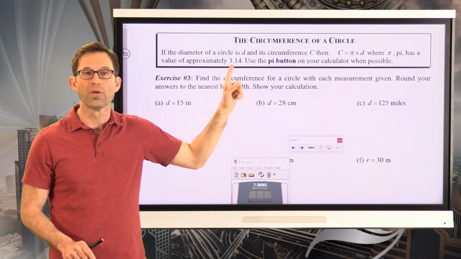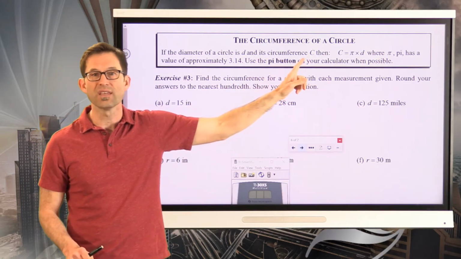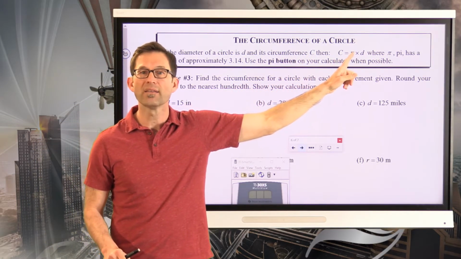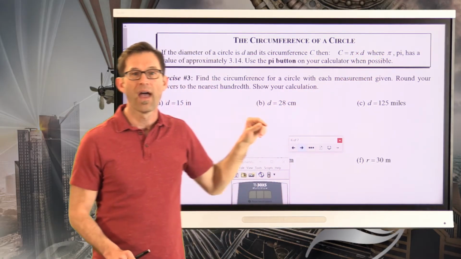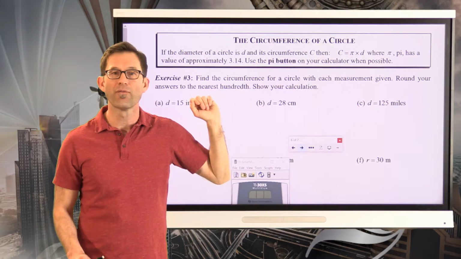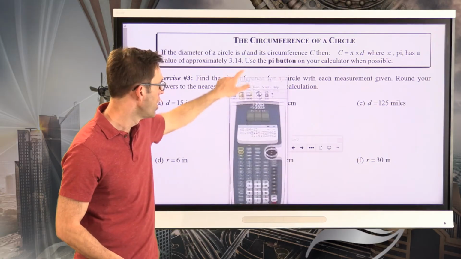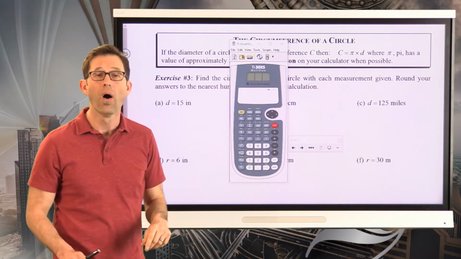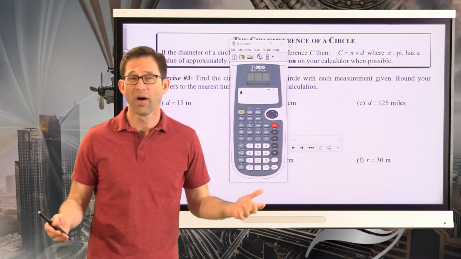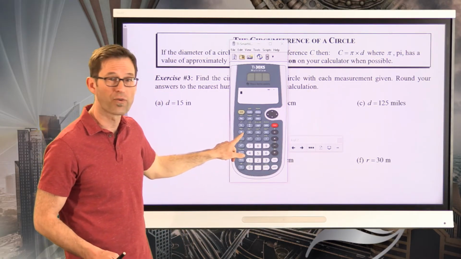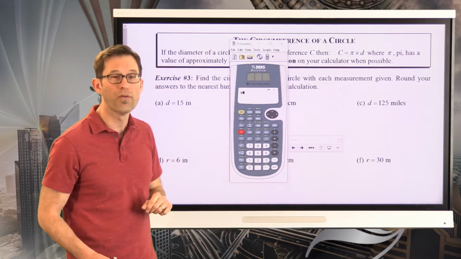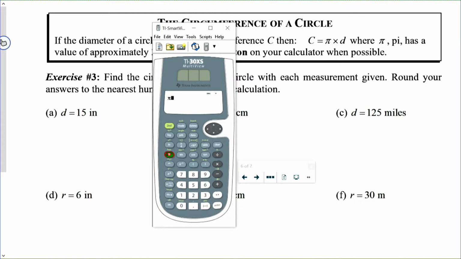If the diameter of a circle is d and its circumference is c, then the circumference is simply pi times the diameter, where pi has a value of approximately 3.14, but we should use the pi button on the calculator when possible. So let's make sure we know where the pi button is on our calculator. Depending on what calculator you have, the pi button is going to be in a different spot. For me, the pi button is right above where I enter exponents. If I type it in, I get a little pi symbol, and then if I hit enter, I get the value of pi, 3.141592, etc.